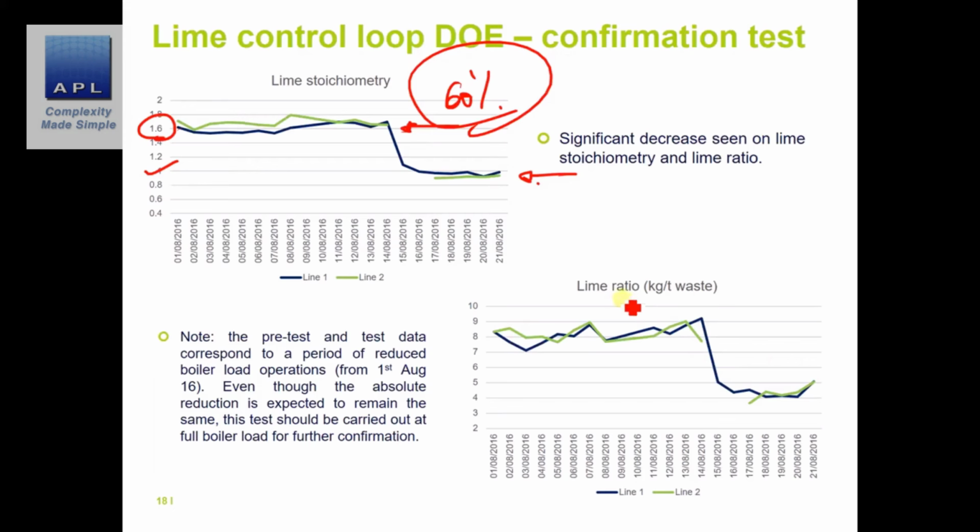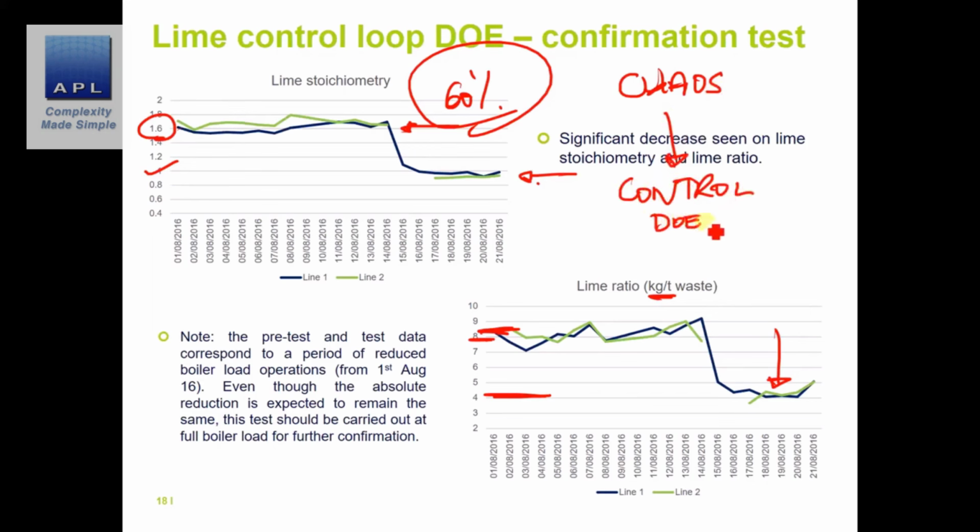Look at the lime ratio, kilograms per ton. We were up here at 8. By the way, I think the target was sort of here. Look where they've driven this thing to. It is half what it used to be. That is just the most incredible process optimization, and so simple to do. You just go chaos to control. Then you design a DOE, and you go from control to excellence.